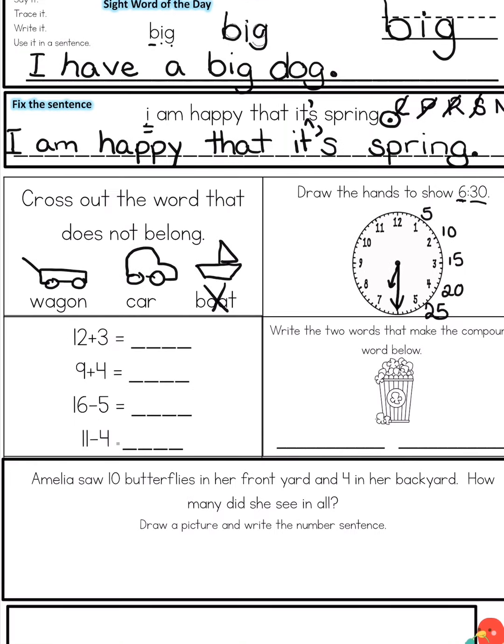Okay, 12 plus 3. I'm going to do 12, 13, 14, 15. I counted on, and I got 15. 9, I'm going to count on: 10, 11, 12, 13. Started at the big number.